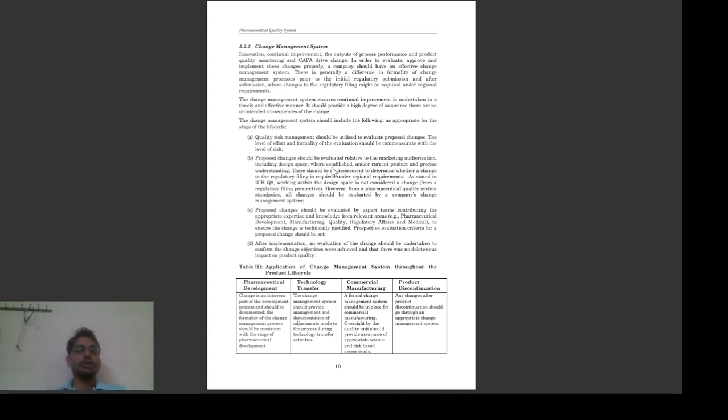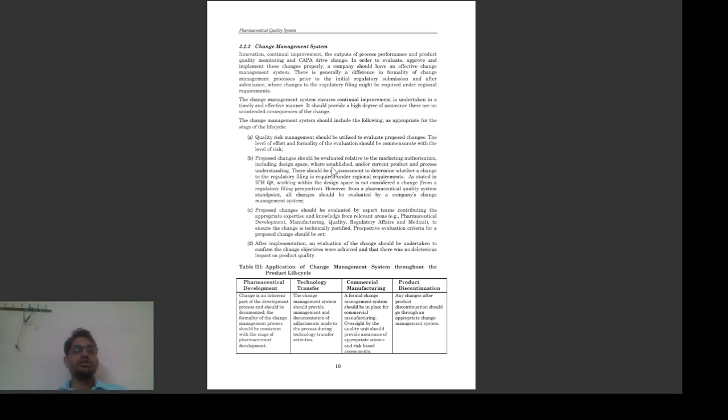Then change management system, innovation and continual improvement. The outputs of the process performance and product quality monitoring and CAPA drive change. In order to evaluate and implement this change properly, the company should have an effective change management system. This generally differs in the quality of the change management process from the initial regulatory submission to after submission, where changes to the regulatory filing might be required under regional requirements. The change management system ensures continual improvement is undertaken in a timely and effective manner. It should provide a high degree of assurance that there are no unintended consequences of the change.